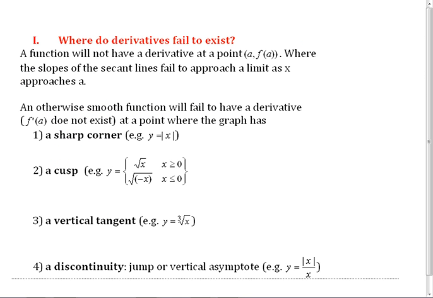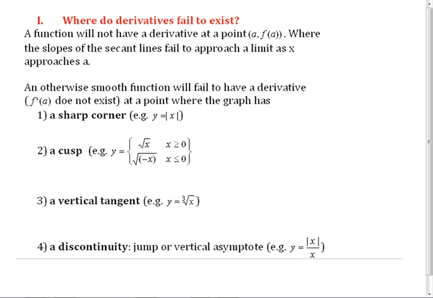Well, our big focus is here, where do derivatives fail to exist? And I've seen this on the exam itself. And they're really these situations. The function will not have a derivative where the slopes of the secant lines fail to approach that limit. Remember? The secant line is f of c plus h minus f of c, that's just the regular slope, all over h. And it's where this secant line will actually approach a particular single value.